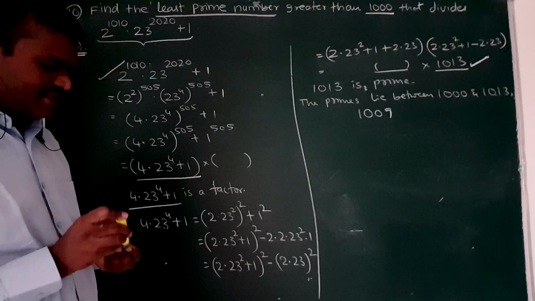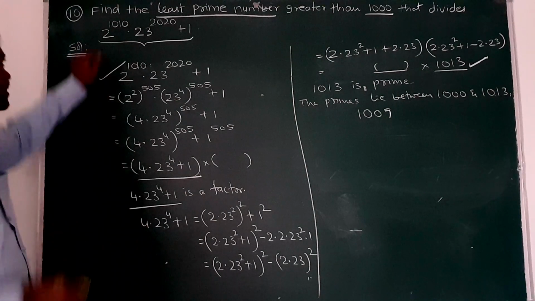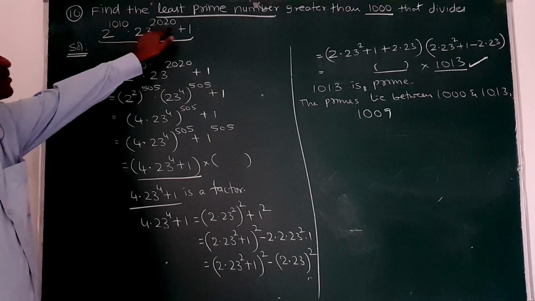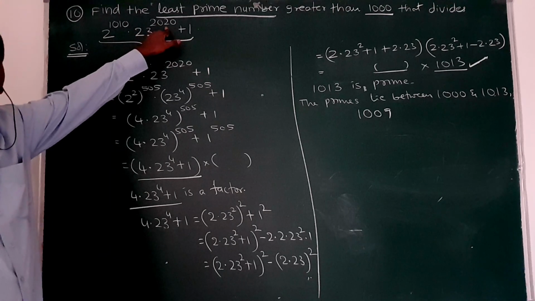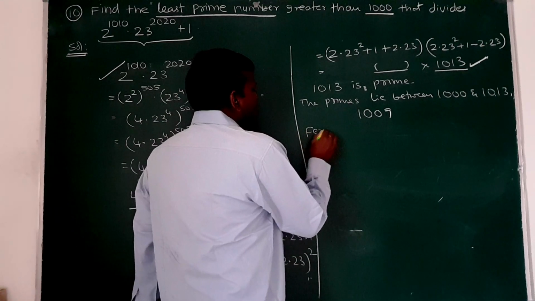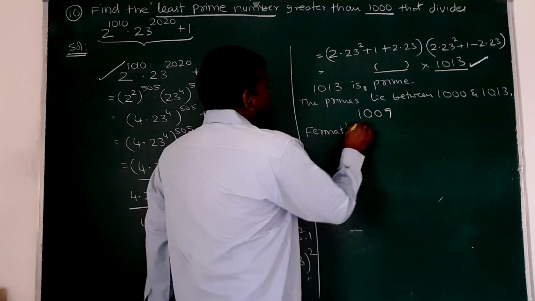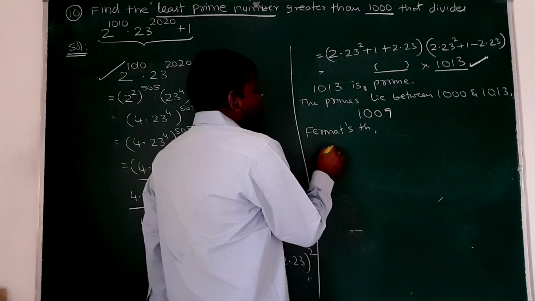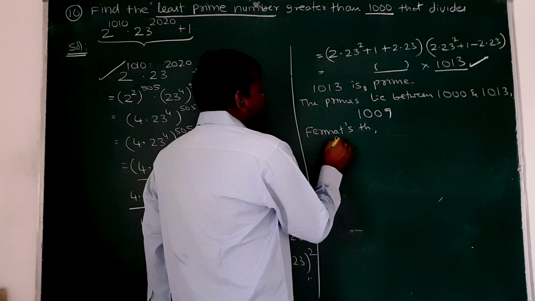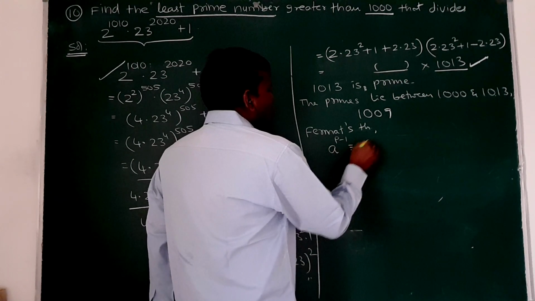1009 divisibility. So here, if we observe the powers, 2 power 1010 and 23 power 2020 are there. But by Fermat's theorem, we know that a power p minus 1 is congruent to 1 mod p, where p is a prime number, so 1009 is a prime number.